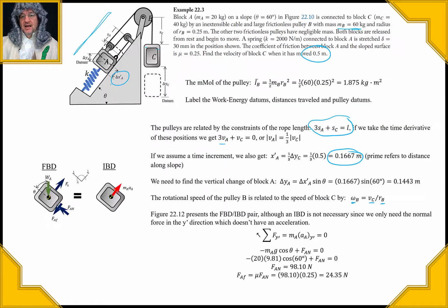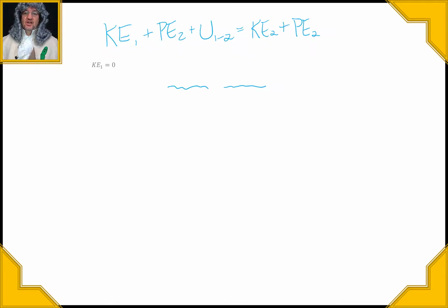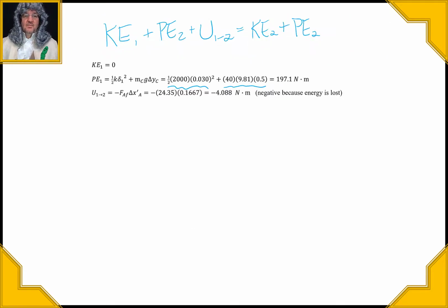Now, going back just a little bit, we made our datum for C down here so that in state 2, it's going to be 0. And then we made our datum for A right here, so its potential energy at state 1 is 0, right? Because it's going to increase in potential energy, whereas block C is going to decrease. So that was one of our strategies in putting it through there.